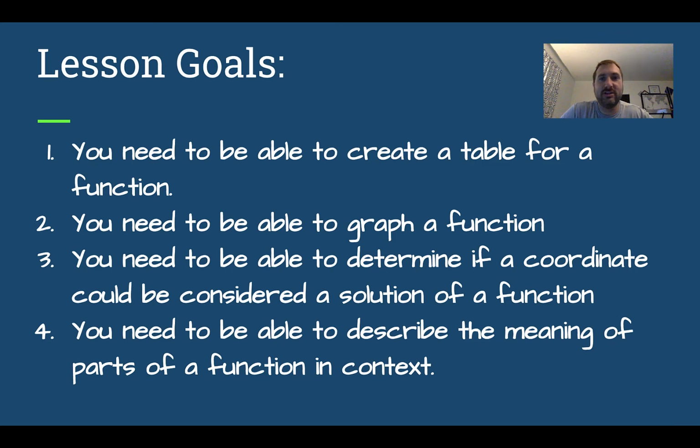After this lesson, you need to be able to create a table for a function, use that table to graph a function. You need to be able to determine if a coordinate is considered a solution to the function. And you need to be able to continue to describe the meaning for parts of our function in context.